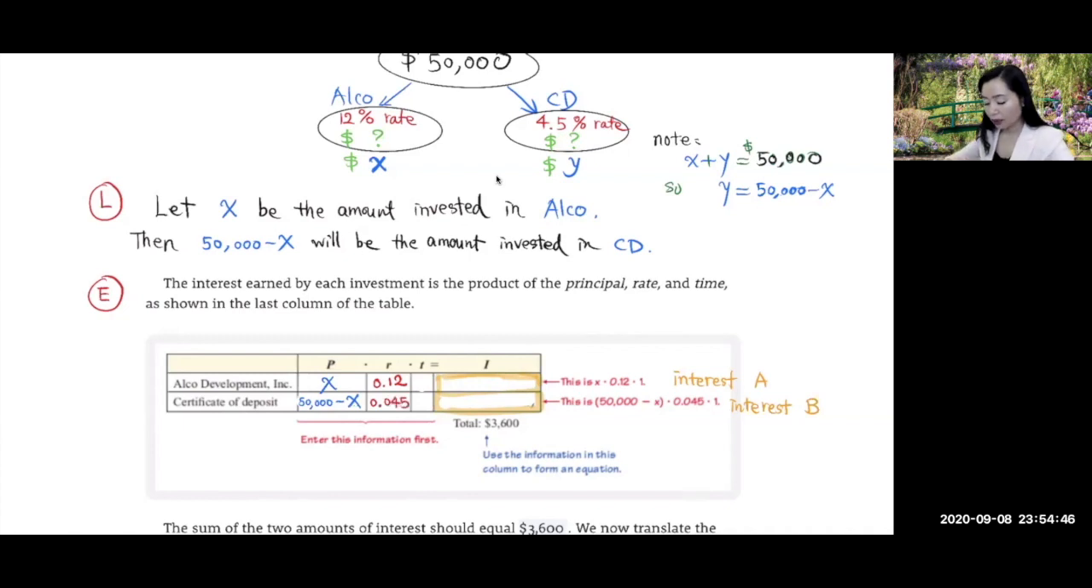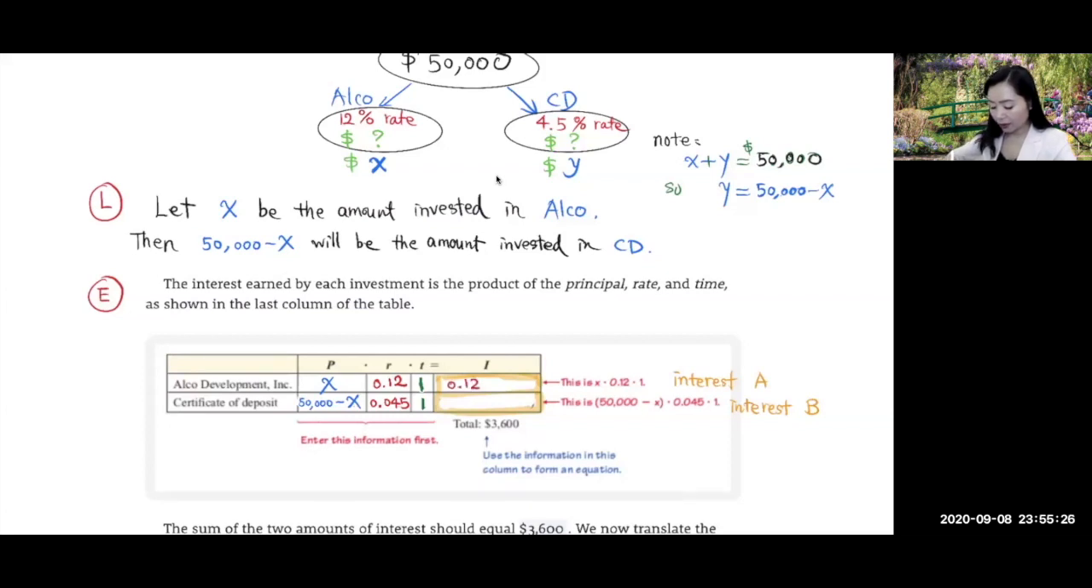Okay. Now, what about the time T? Well, they say that invested in those investments for only 1 year, so it is just 1. So it will be just 1, 1, and 1. Now, the formula says principal times rate times time gives you interest. So if you multiply X times this times 1, that will give you the interest you got from this investment right here.